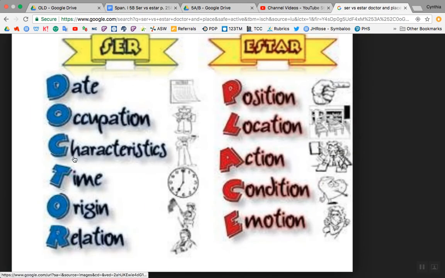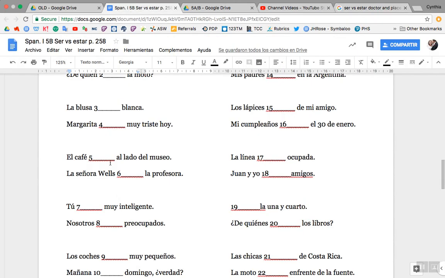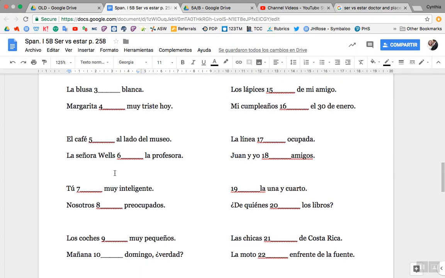Ser is typically used for things that are a little bit more permanent, and estar is used for things that are typically more temporary. So how you're feeling, where something's at, those are all things that are likely to change, okay? But ser, things like your job, what you're like, where you're from, those kinds of things are a little bit more on the permanent side, okay? So think of it like that, permanent versus temporary.